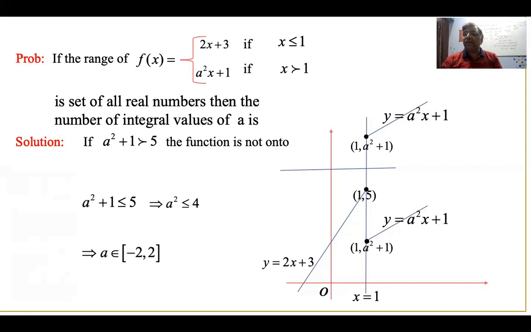Now the integral values of a are required. So the integral values of a are nothing but -2, -1, 0, 1, 2. There are 5 possible integral values of a so that this function's range is the full real line. This is the solution. Okay?